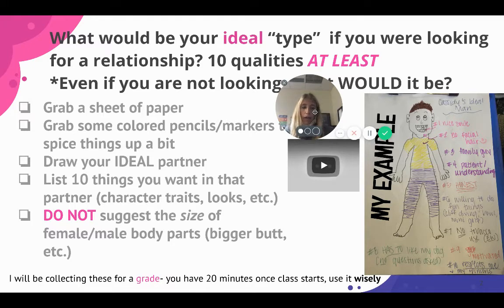I wrote no tobacco use. I wrote has to like my dog, no questions asked. Number 9 is motivated, so wants to get a job, keep a job, things like that. And then number 10 is respects me and my opinions. So I have a character. This is kind of what I would want my person to look like, and these are the things about this character that I'm looking for.